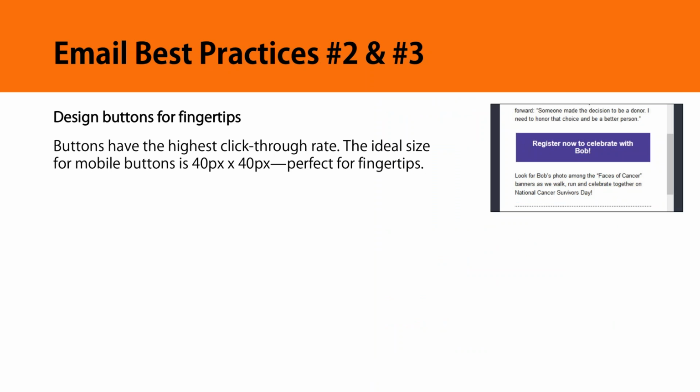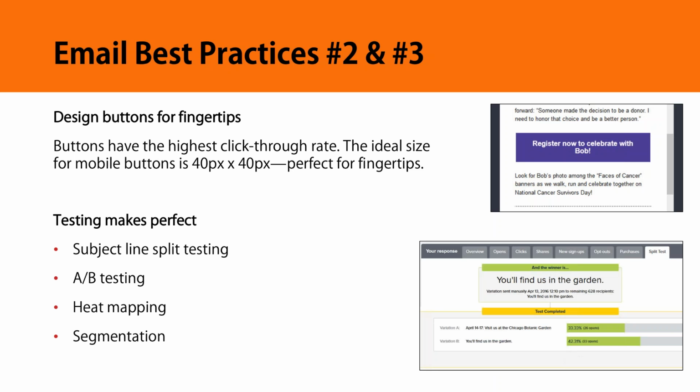A second email best practice is to design your buttons for fingertips. Buttons, as we've seen, have an extremely high click-through rate, and the actual scientifically proven ideal size for mobile buttons is 40 pixels squared, which is perfect for fingertips. So as you can see in that right-hand column image, that's a great image that's easy to click on with a finger.